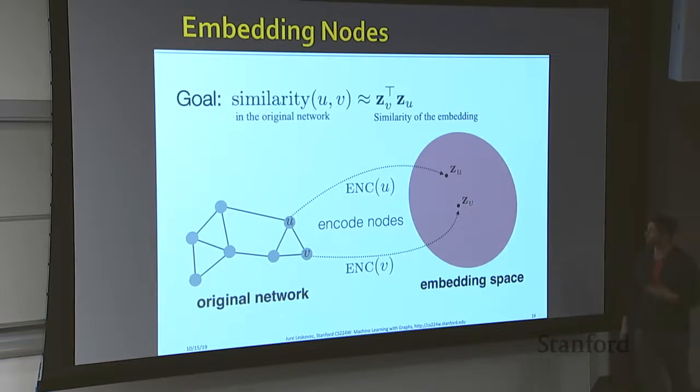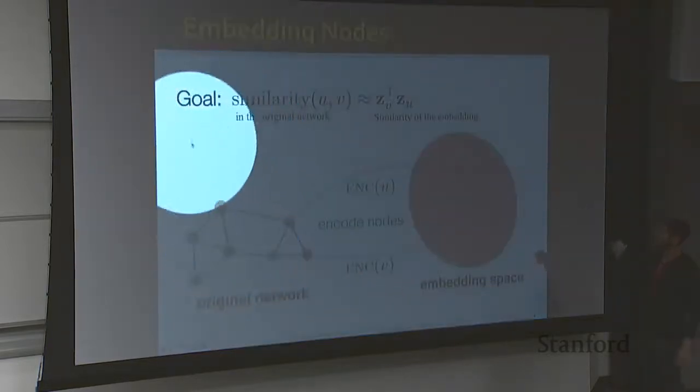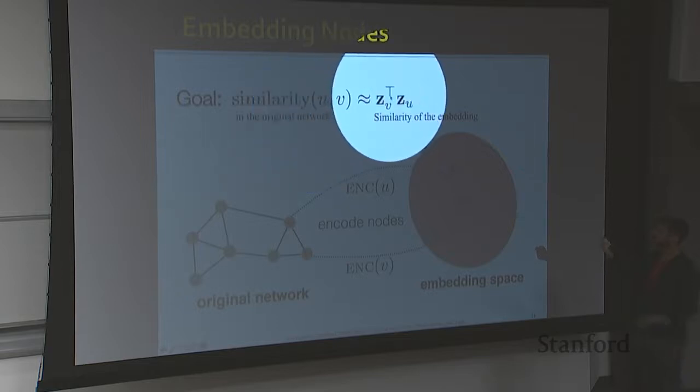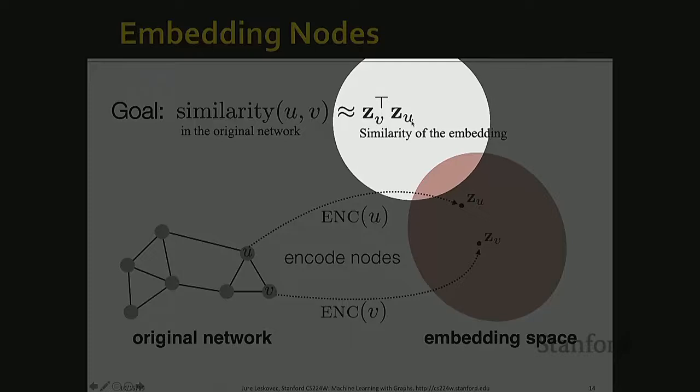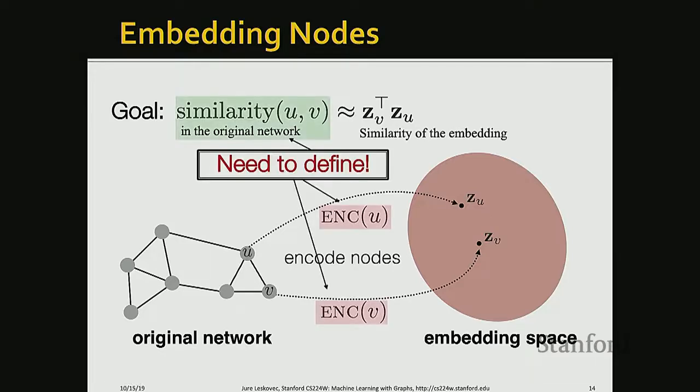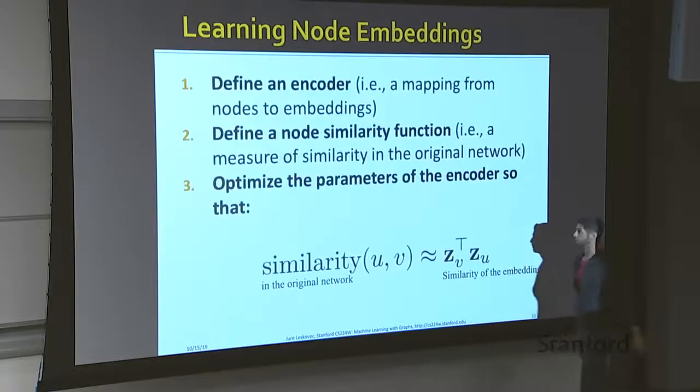So this is basically what we were just saying. This is our goal. Given the similarity in the original network, one way to compute the similarity between the vectors is to take their dot products, or, in case all the coordinates are positive, it's basically the cosine of the angle between them. As I said, we need to first define this similarity, and once we have done that, we can come up with our encoding function.